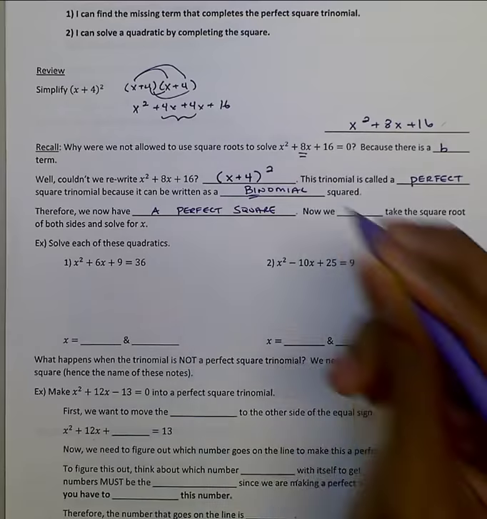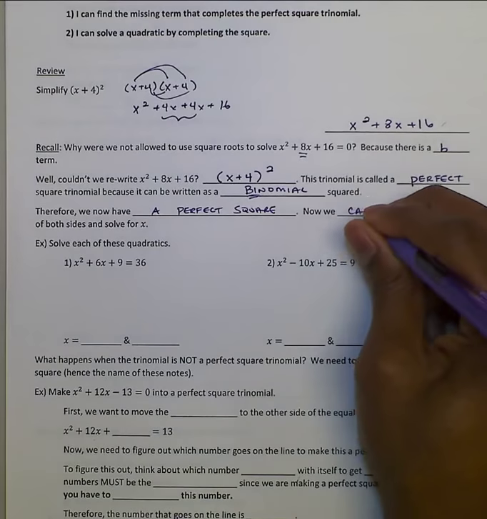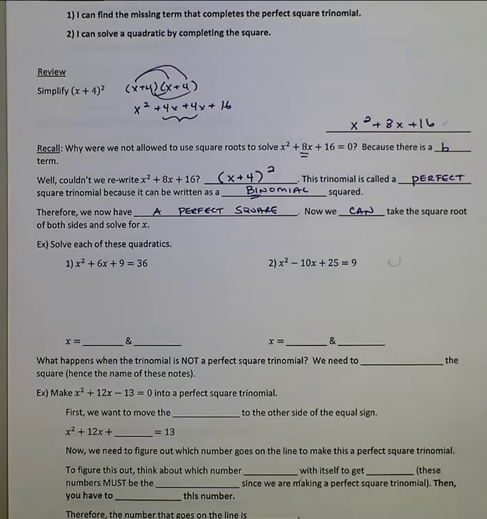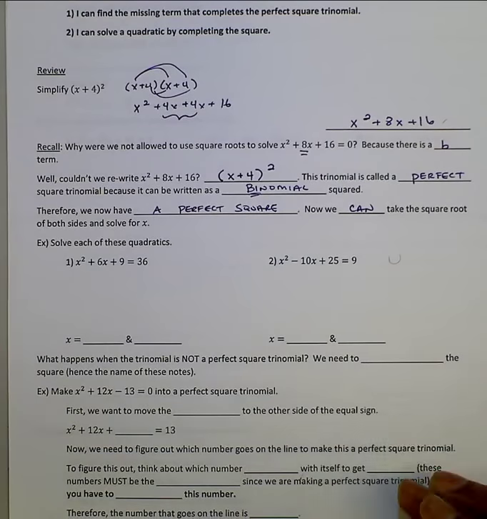and now we can take the square root of both sides and solve for x, just as we did last time. We were solving quadratics by taking the square root. Okay, so factoring makes this a little bit more helpful.